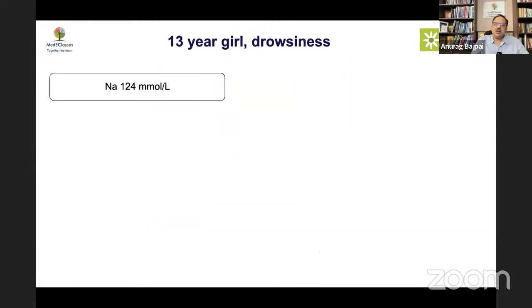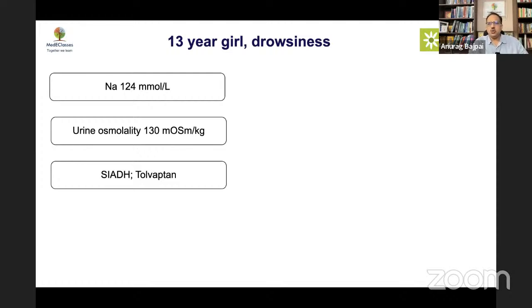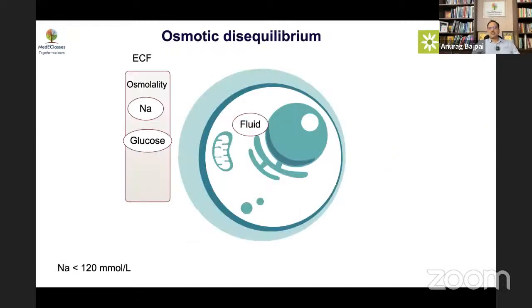So we have a 13-year-old girl with drowsiness and hyponatremia. Urinary osmolality is on the higher side. SIADH was diagnosed and tolvaptan was given. Now, this is important. As I said, don't use these agents because they will cause a rapid increase, and this will cause what is known as osmotic disequilibrium syndrome, the manifestations of which come later. You won't have an acute manifestation. This is a very, very problematic scenario. Sixteen hours later, abnormal speech and vacant stare. So this is a rapid rise.